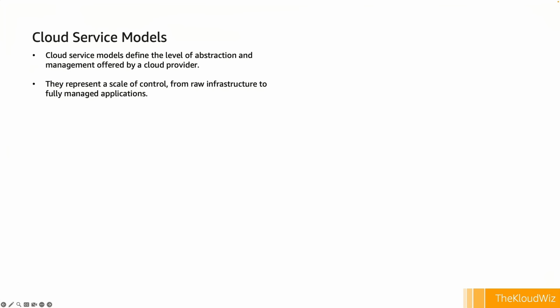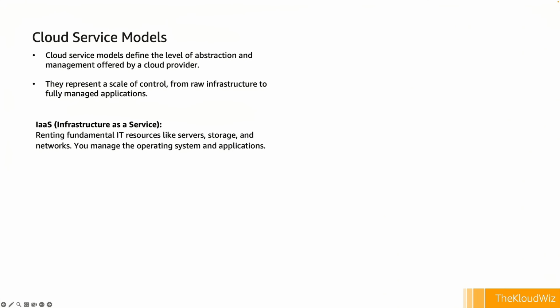Now, today, we are going to look at the level of abstraction or management offered by a cloud provider, and that is the cloud service model. It defines the level of control or abstraction and management that is offered by a cloud provider to their customer. It also represents the scale of control from the raw infrastructure to fully managed applications. Now, what are these service models? There is infrastructure as a service, that is renting the fundamental IT resources like servers, storage devices, and then the networks. You are typically going to manage the operating system and then the application that you host on these servers.